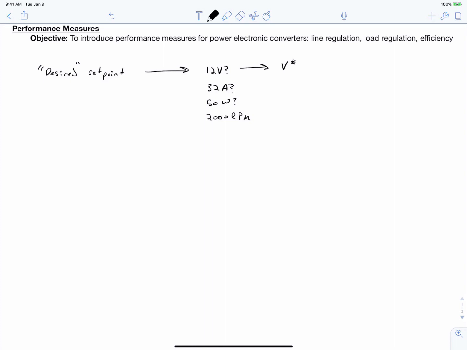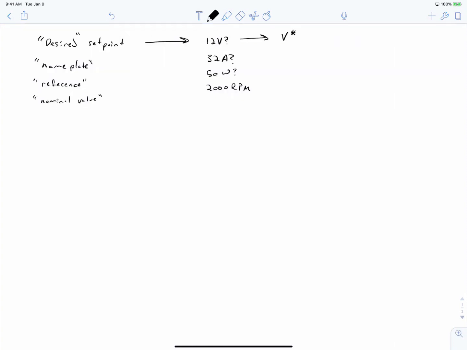And depending on the quantity that we are talking about, it might not be referred to as a desired set point. It might instead be referred to as a nameplate value, or a reference value, or the nominal value. So when you have a desired value that you want to operate at, you need to acknowledge that you don't actually always operate at that point.